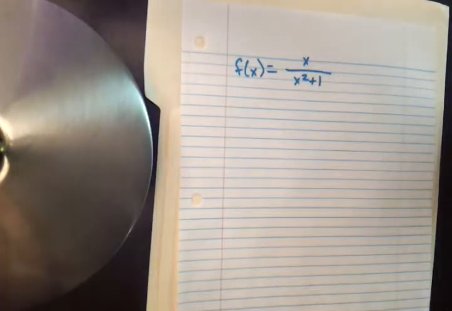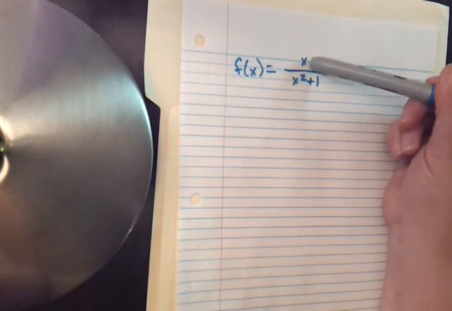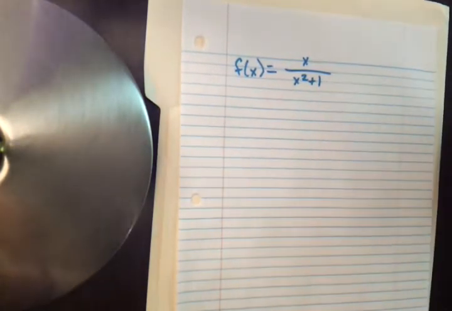Okay, let's take a look at homework 5, question 14. This one's asking us to find the points on the graph of f where the tangent line is horizontal, and they give us f of x equals x over x squared plus 1.